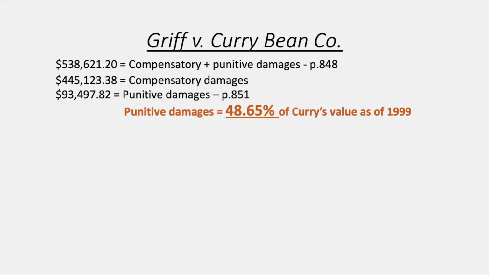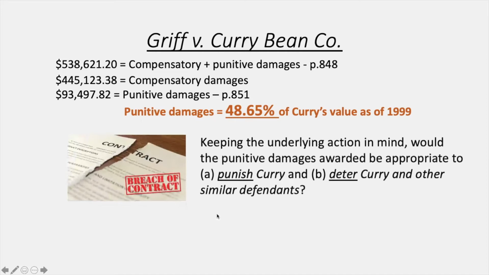The punitive damage award was about 48% of Curry's value. Now, thinking about the underlying action, which is breach of contract, would a punitive damage award be appropriate in this situation to punish Curry and/or deter Curry or other similar defendants from doing this conduct? The company's worth would be about 187K if you did the math.